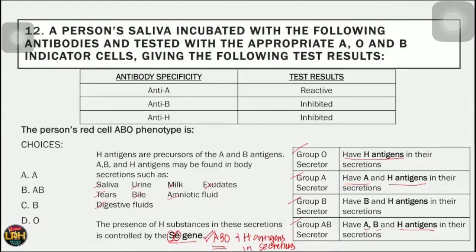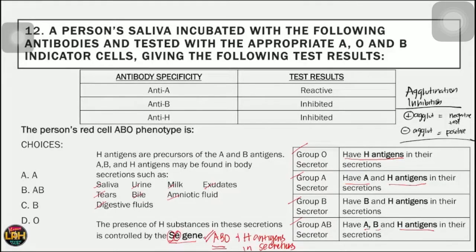To determine the secretor status of an individual, what we can do is to test its saliva using the principle of agglutination inhibition. So in this test, presence of agglutination or reactivity means a negative result or negative test, while no agglutination or absence of agglutination would be interpreted as a positive result.